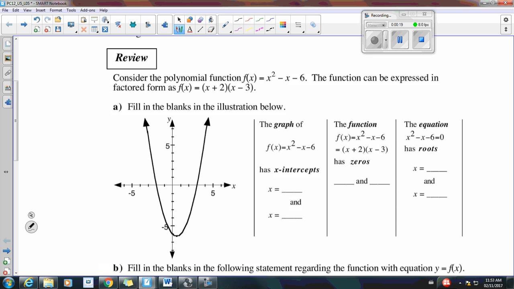The graph of f of x equals x squared minus x minus 6 has x-intercepts at negative 2 and 3. The function x squared minus x minus 6 has zeros at negative 2 and 3. The equation x squared minus x minus 6 equals 0 has roots at negative 2 and 3.